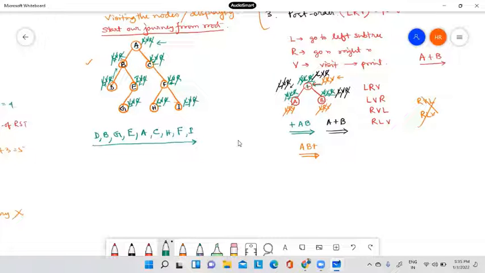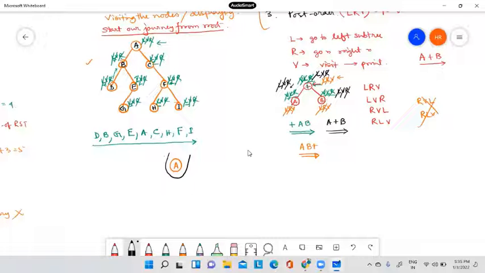Okay, so this is a very simple method. Now I will show you another easy method to understand. So the method is like this. Suppose this is a particular node, and you are traversing the node like this.